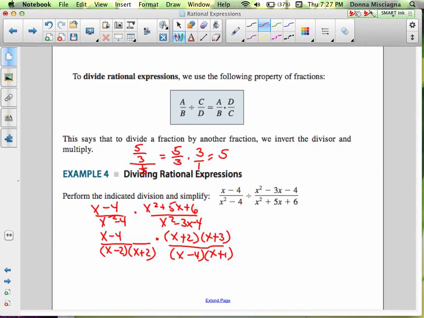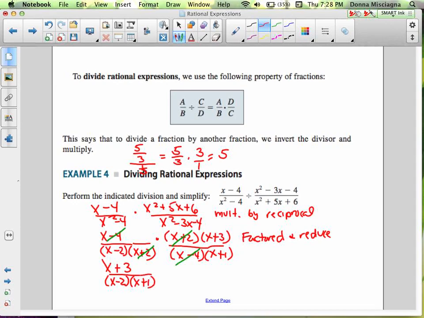So now we inverted it, right? So we're multiplying by the reciprocal. We factored and reduced, because we're going to reduce right now. So we can cancel the x plus 2's, the x minus 4's, and that's it. So now we have x plus 3 in the numerator and x minus 2 times x plus 1 in the denominator.